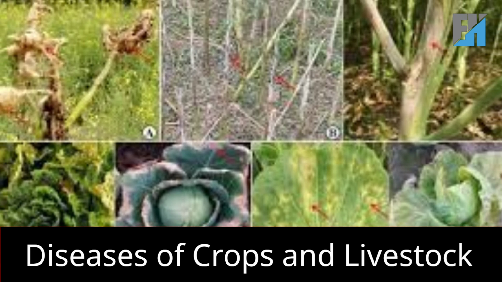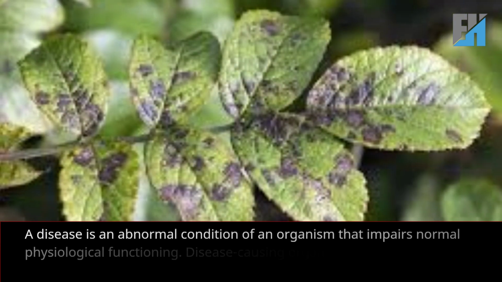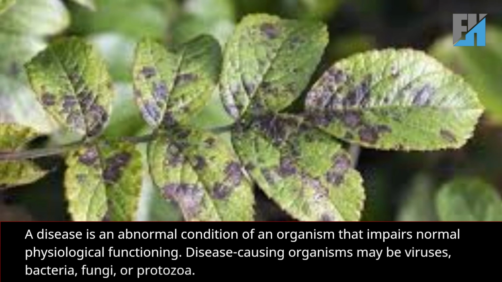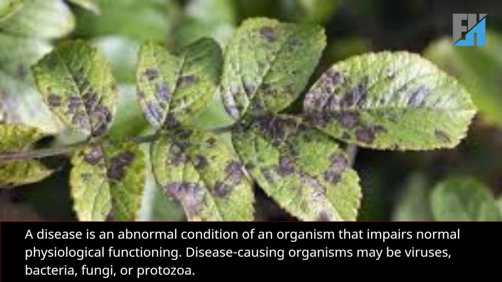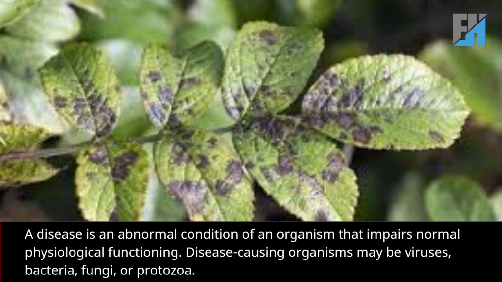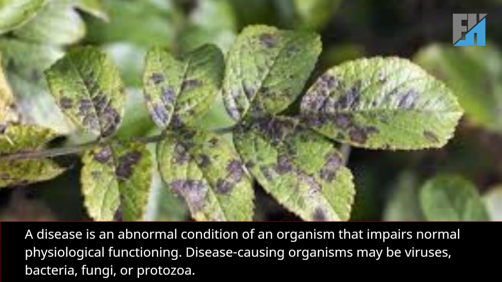Diseases of crops and livestock. A disease is an abnormal condition of an organism that impairs normal physiological functioning. Disease-causing organisms may be viruses, bacteria, fungi, or protozoa.